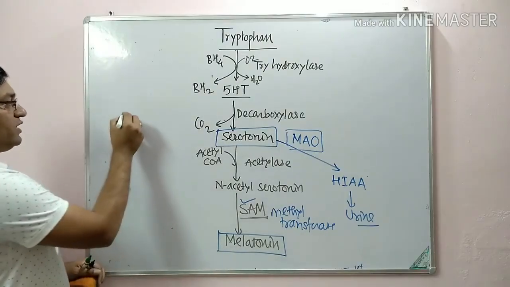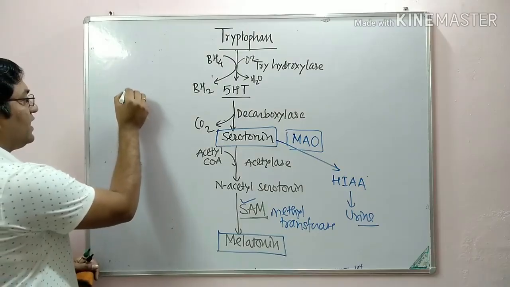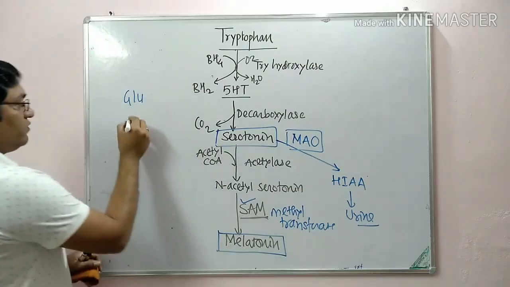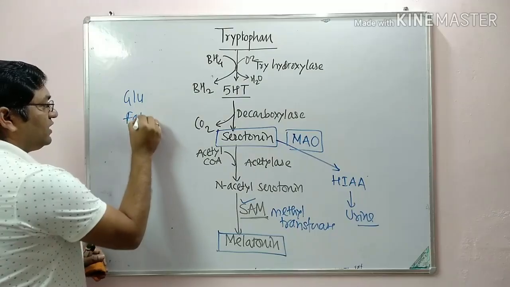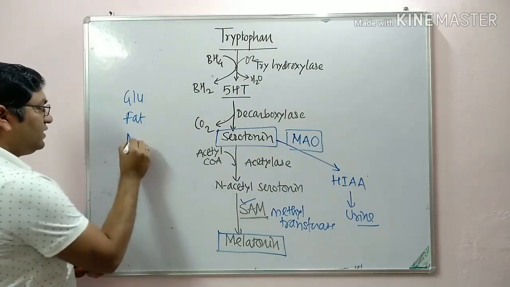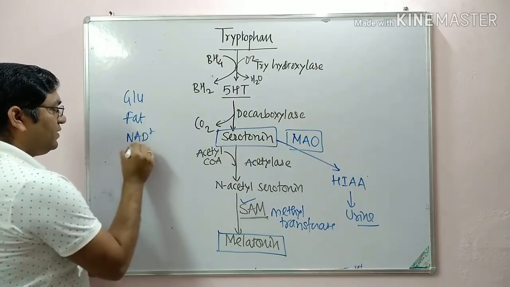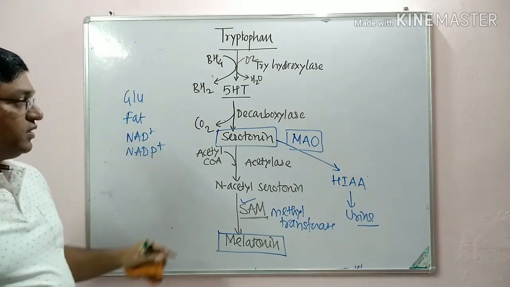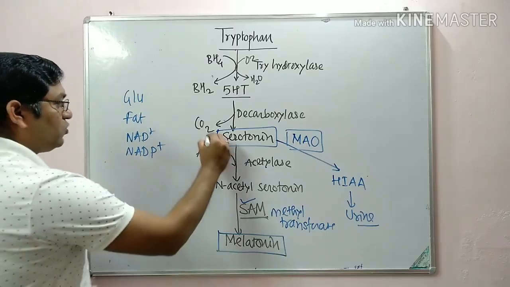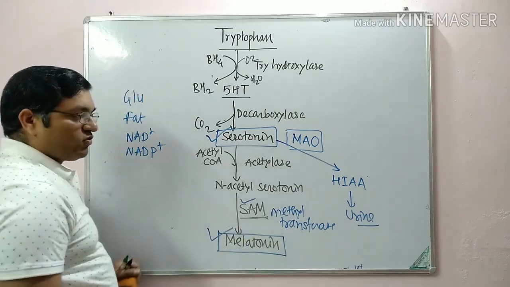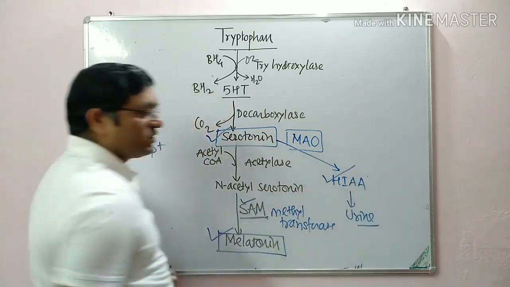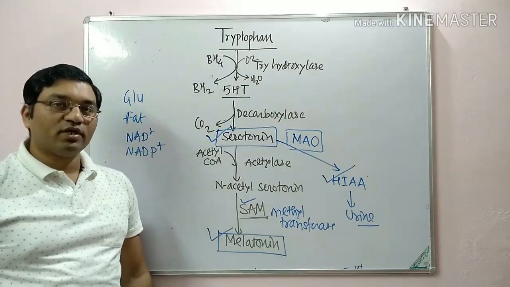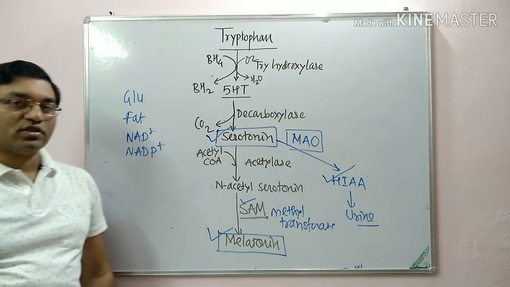First, through the kynurenine anthranilate pathway, it will give alanine, which will give glucose. Then it will give acetoacetyl coenzyme A, which will ultimately be converted into fat. Then it gives NAD and NADP through this pathway. Then via the serotonin pathway, it gives serotonin, melatonin, and there is formation of hydroxyindole acetic acid, which is excreted in the urine. Apart from that, tryptophan is incorporated into protein and helps in protein synthesis.